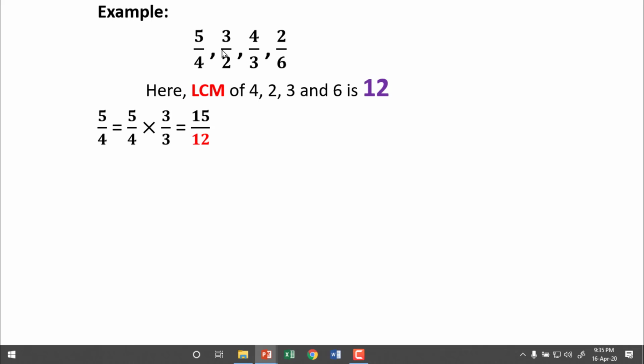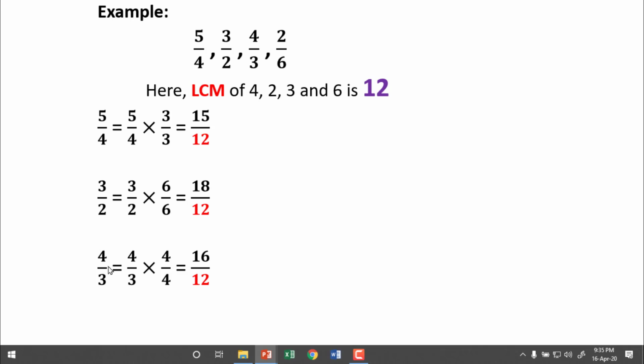The next one is 3 by 2. So 3 by 2, the denominator is 2, but we have to make the denominator 12. So if we multiply 6 with 2, we will get 12. So look, 2 multiply 6, we will get 12. So we have to multiply the 6 with the numerator also. So 3 multiply 6, we will get 18. So 18 by 12 is the equivalent fraction for 3 by 2.